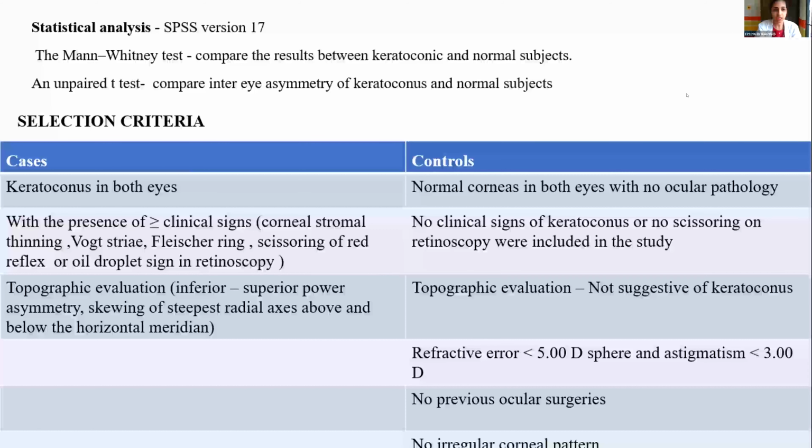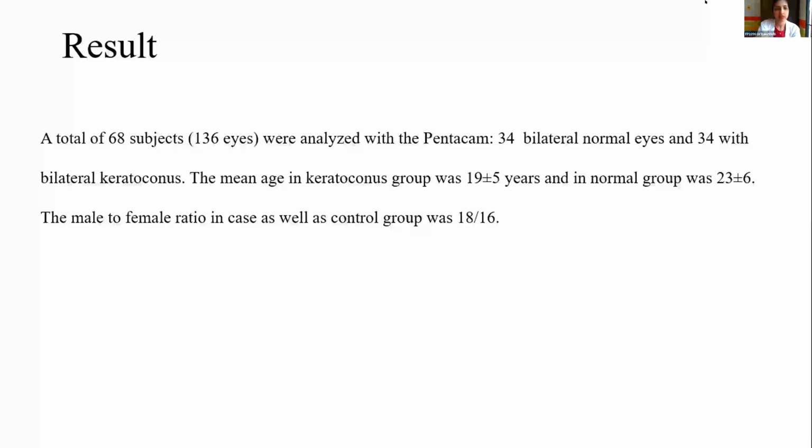The cases were patients with bilateral keratoconus and controls were the patients with normal corneas, with no clinically significant keratoconus signs and symptoms and refractive error of less than 5 diopter sphere and astigmatism of less than 3 diopter, with no previous ocular surgery and no irregular cornea.